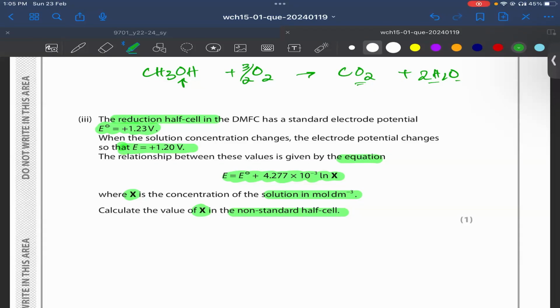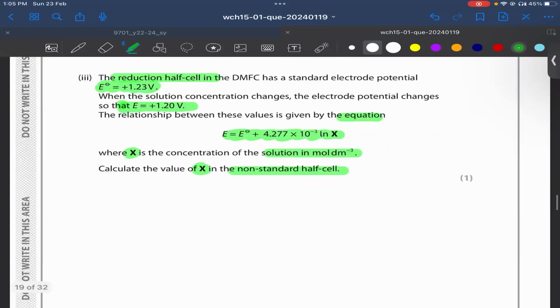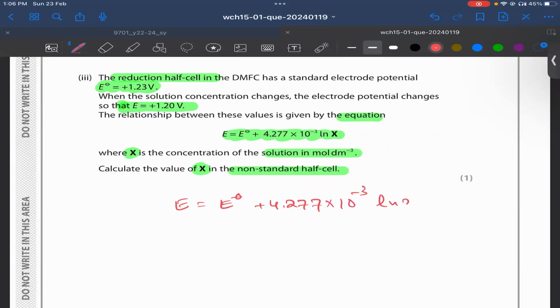Yes, I'm calculating. We have the equation E is equal to E naught plus 4.277 times 10 power minus 3 natural log of X. So you have both E and E naught values, you just have to calculate the X.